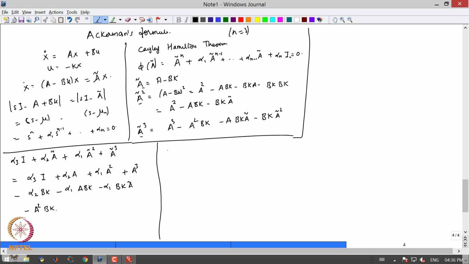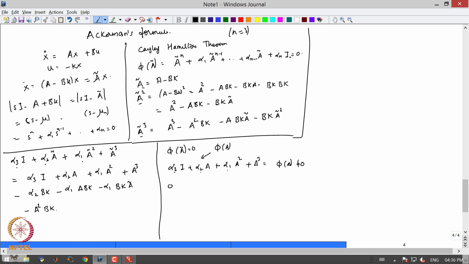Okay, so we have again that phi of A tilde is 0. What can I then say in terms of phi of A? Phi of A, which looks like alpha 3 I plus alpha 2 A plus alpha 1 A square plus A cube, is not 0, because these alphas are the coefficients of the characteristic equation corresponding to A tilde, and therefore they will not be the coefficients corresponding to the matrix A, and therefore phi of A will not be 0.